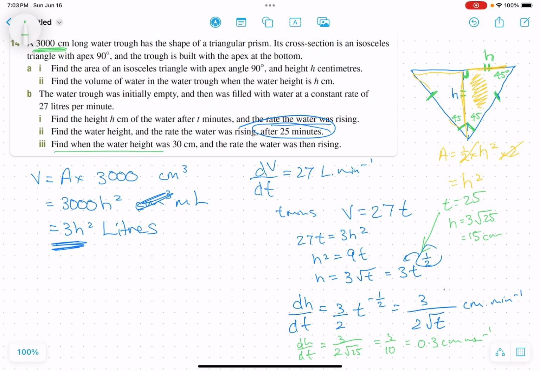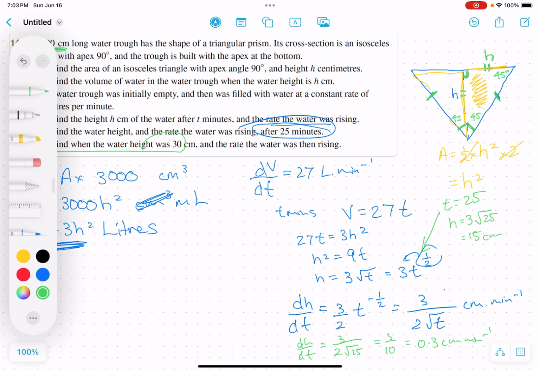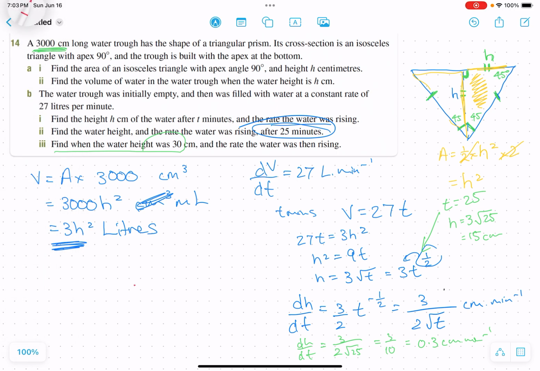And then we want to do it when the height is at 30. So this time we're given a height of 30. So now we're looking at h is 30 in those two equations. If I look at that one at a height of 30, we get 30 equals 3 root t, or in other words, 10 equals root t if I divide both sides by 3. And if I square both sides, I get 100 minutes. So not quite 2 hours, but 100 minutes, more than an hour.